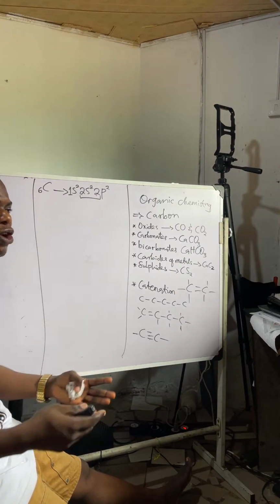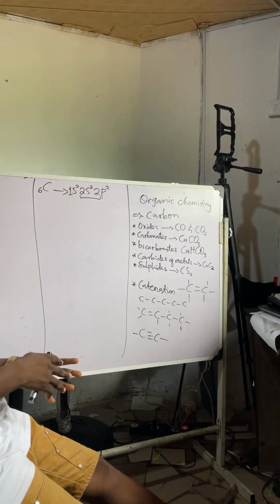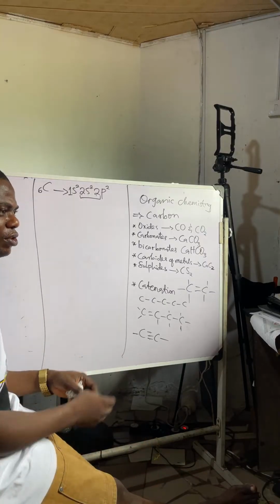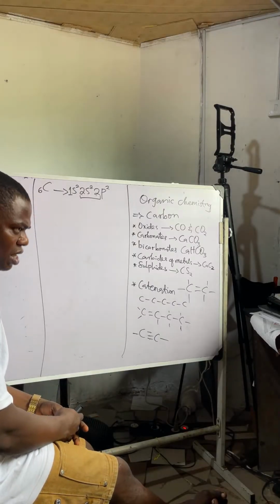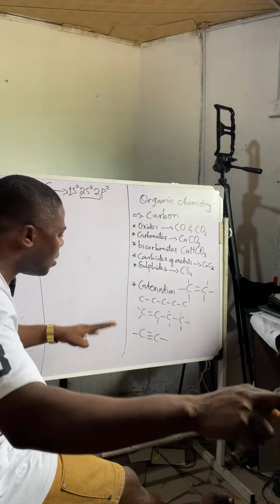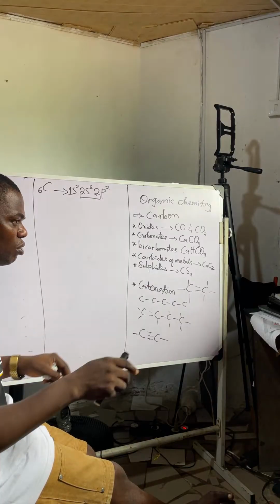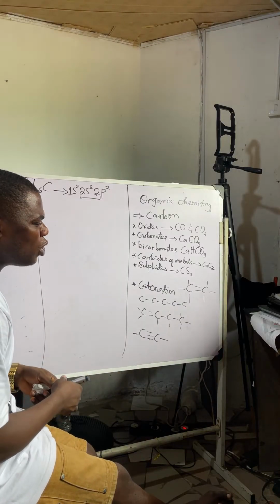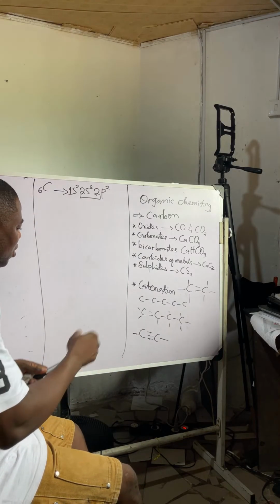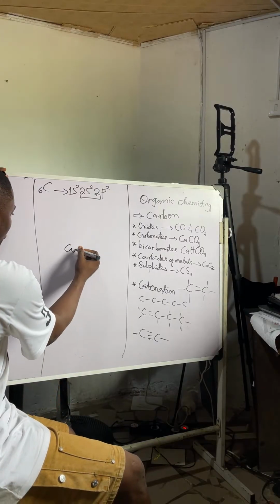So elements that belong to the same group have the same number of valence electrons, or outermost shell electrons. Those elements that belong to the same group are otherwise known as congeners. We call them congeners. Congeners on the board.